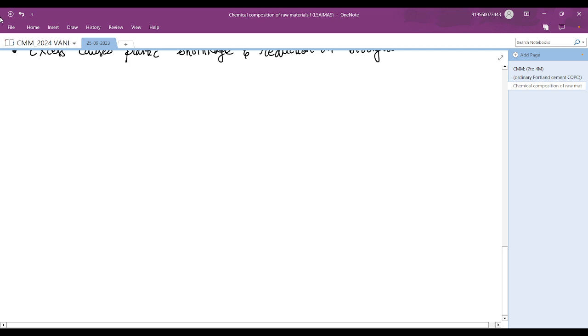Hydration of cement is basically an exothermic process, so during hydration, heat is evolved. When water is added to the cement, the oxides present in the cement react with the water. Lime reacts with the water, silica reacts with the water, and alumina also reacts with the water. But out of all these constituents, alumina is the one which reacts with the water first, and it releases a high heat of hydration.